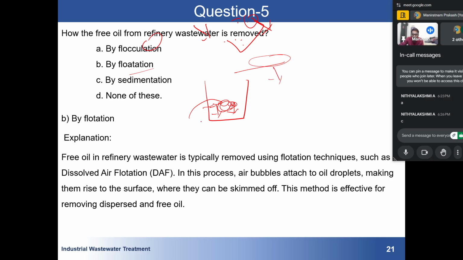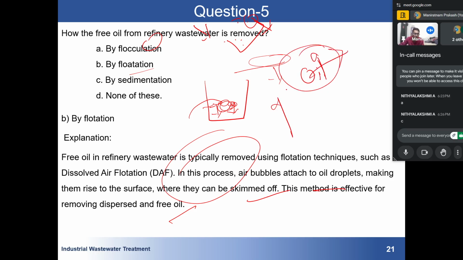Free oil in refinery wastewater is typically removed using flotation techniques such as dissolved air flotation. In this process, bubbles attach to the oil droplets, making them rise to the surface where they can be skimmed off. The method is effective for removing dispersed and free oil. Through bubbling, the oil goes up with the air, and we can skim it off with some instrument and take it out.